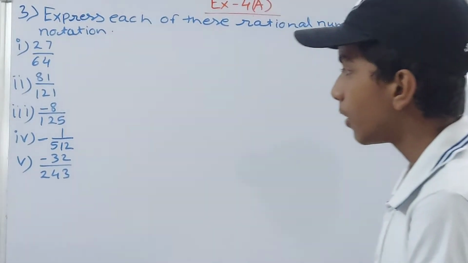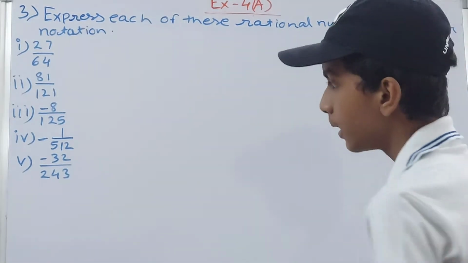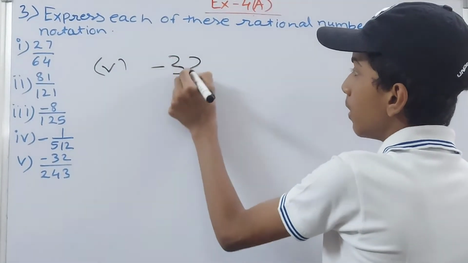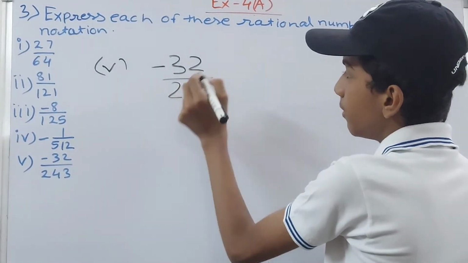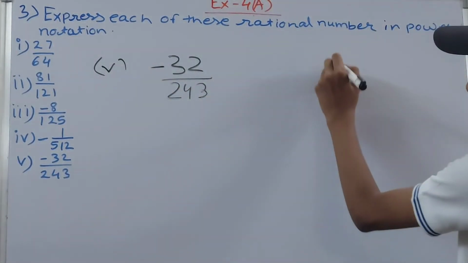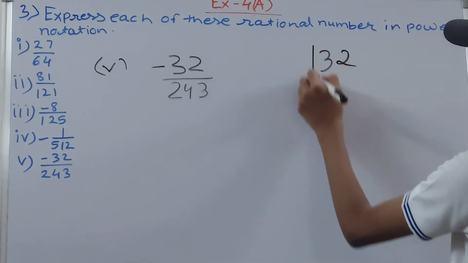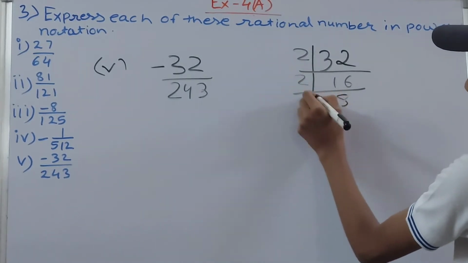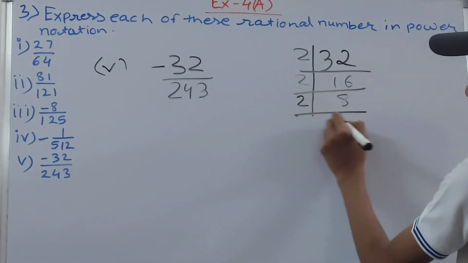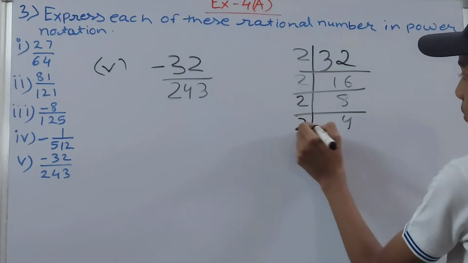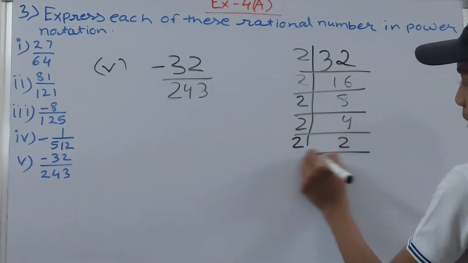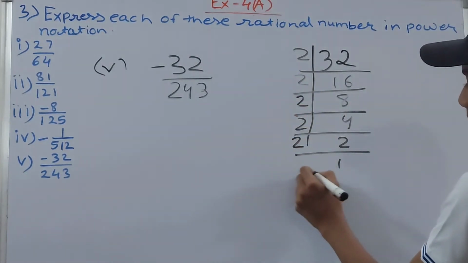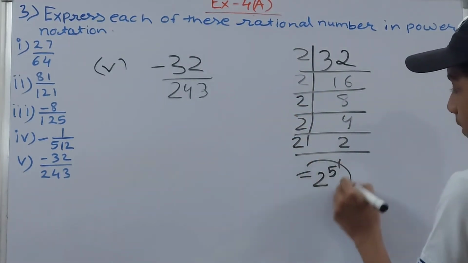Then the next part we've got minus 32 upon 243. So this is our fifth part, and we have minus 32 upon 243. Again we'll prime factorize this 32. So 2, 16, again 2, 8, again 2, so this becomes 4, and again 2, so this becomes 2, then 2, so 1. How many times is this going? 1, 2, 3, 4, 5. So 2 to the power 5 here.